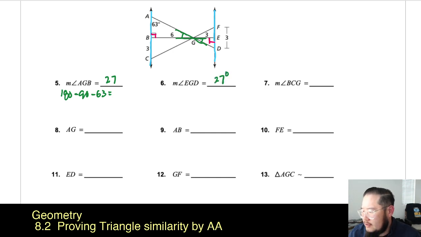Okay, next up, let's take a look at angle BCG. All right, so let's see. Let's erase some stuff there in the middle. I've got right here two triangles. The measure of angle BCG happens to be down at the bottom left, and that will be 63 degrees.